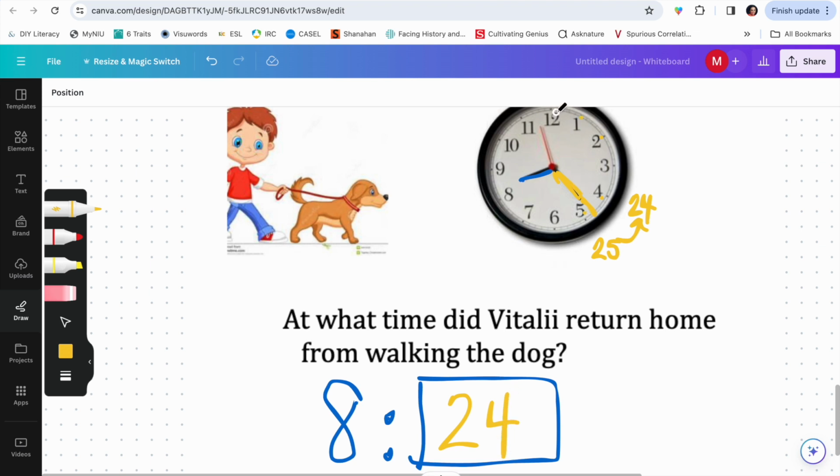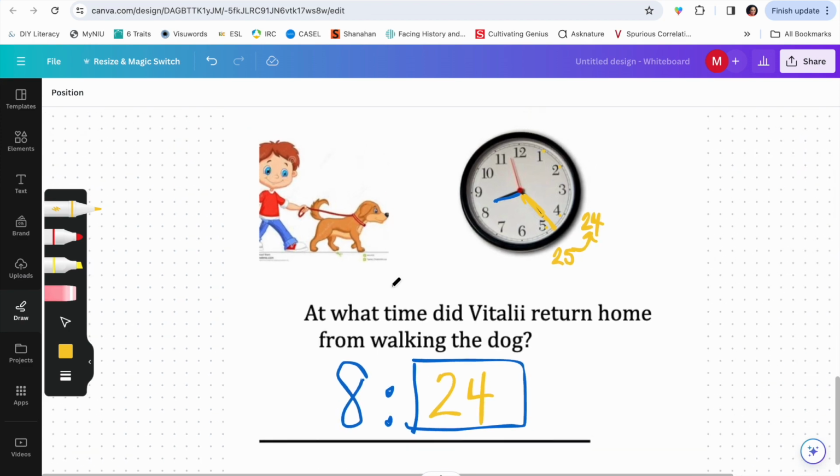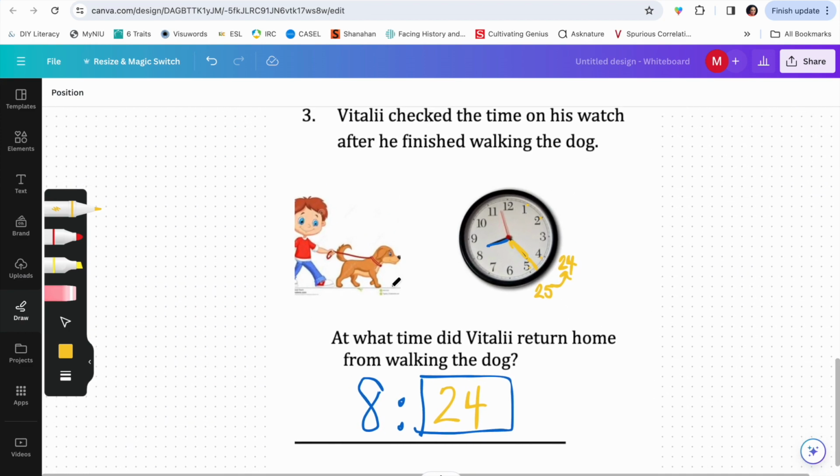Another way we could look at this is by counting by 5s. We'll start at 0 at 12. So we have 0, 5, 10, 15, 20, and then we can count by 1s after we get to the 20: 21, 22, 23, 24. So he finished walking his dog at 8:24. Great job walking that dog, Vitaly.